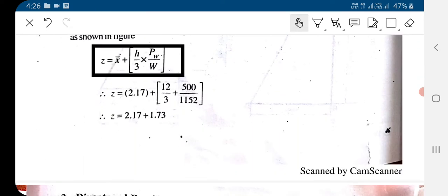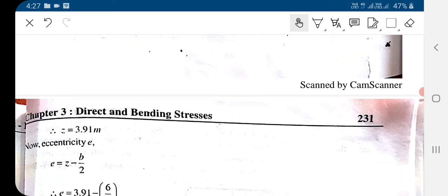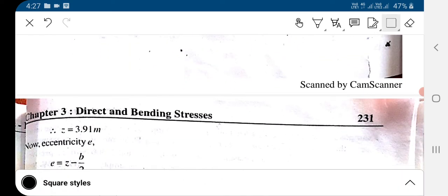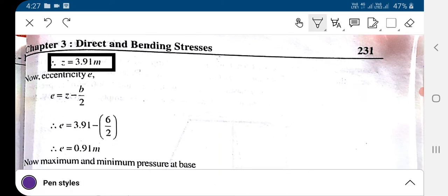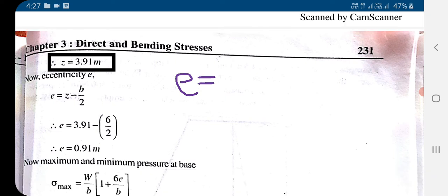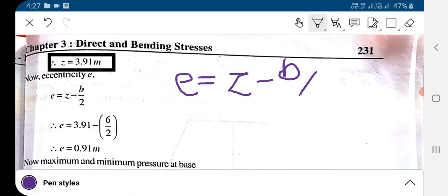By putting this data, we can easily find Z, and Z is coming as 3.91 meter. So now what we have done, we have found out this Z. Now we know the equation for the eccentricity. So eccentricity will be what? That will be equal to Z minus B by 2.